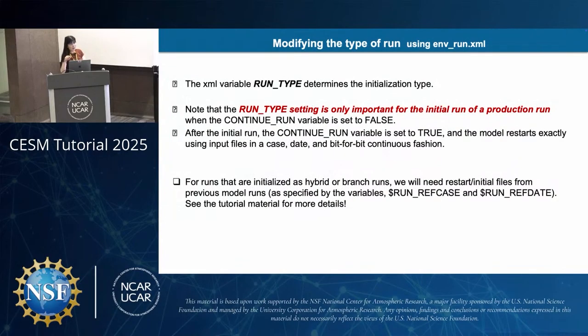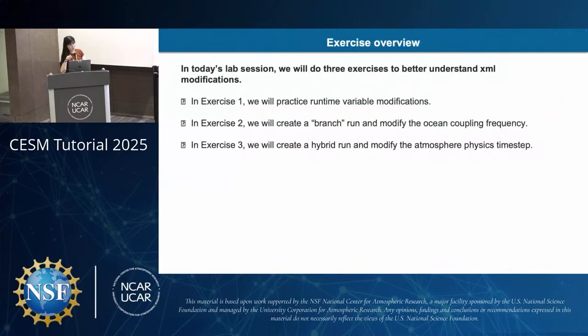But I want to stress that this run type setting is only relevant for the initial round of a production run. So you really need to set this before your initial submission. After the initial submission, when you set your continue run to be true, if you change the run type, it will no longer be relevant. More details are in the learning material.